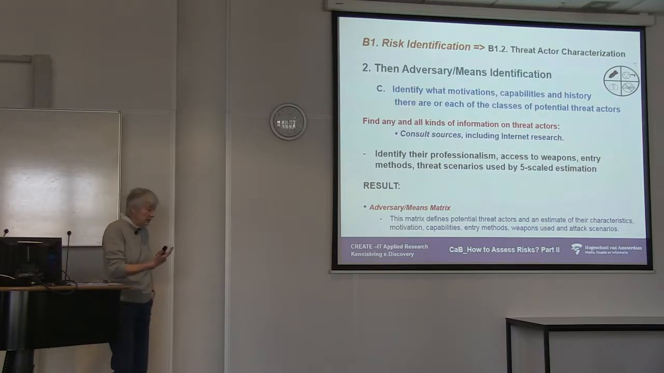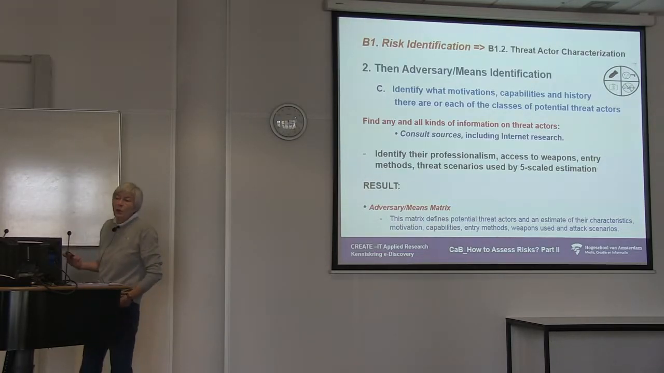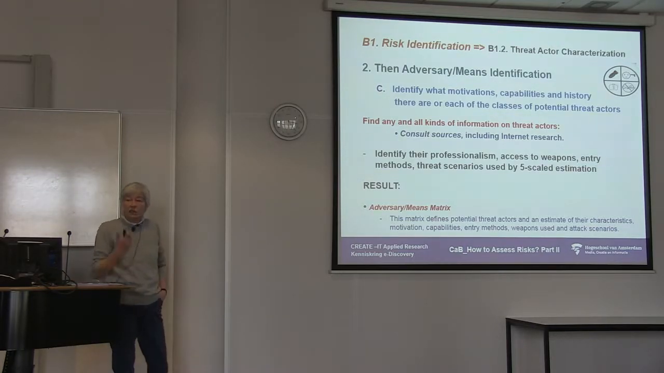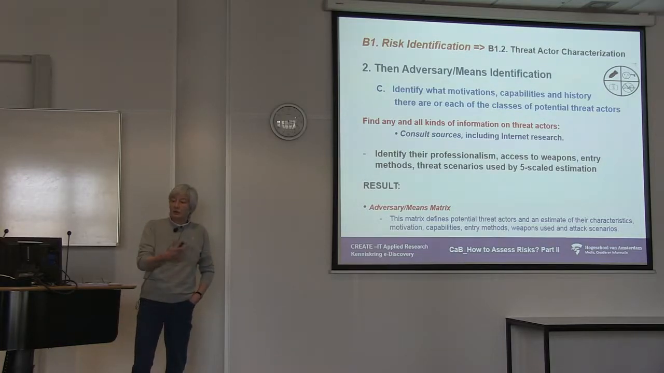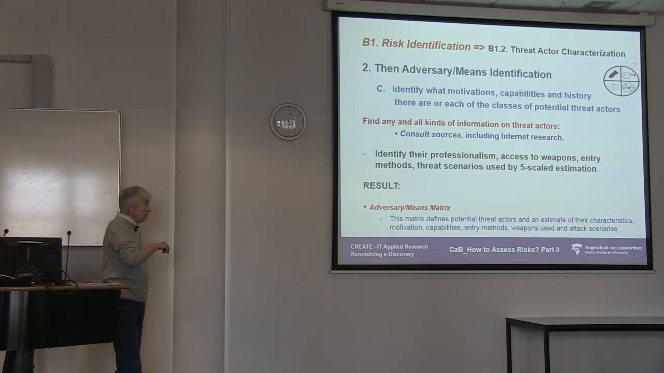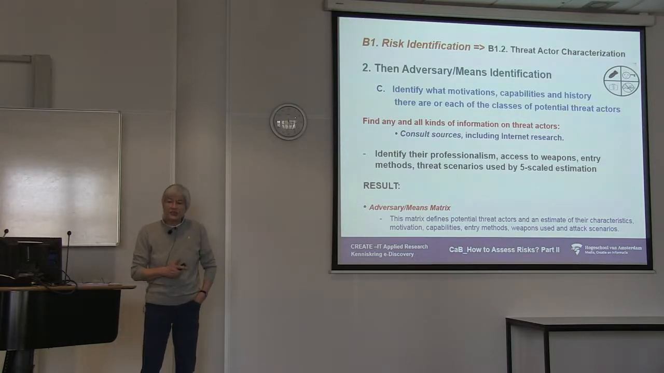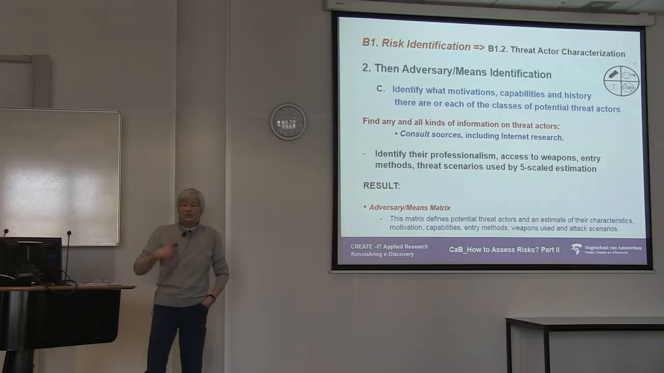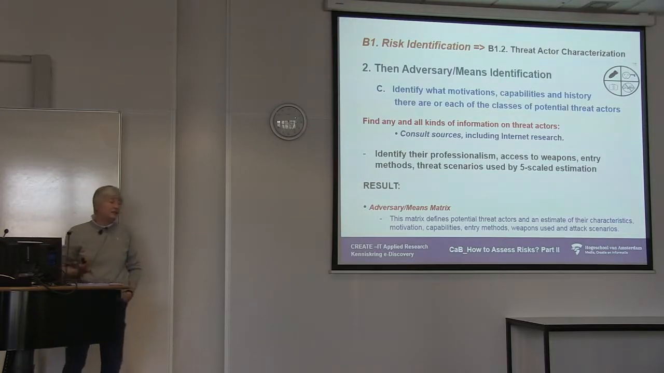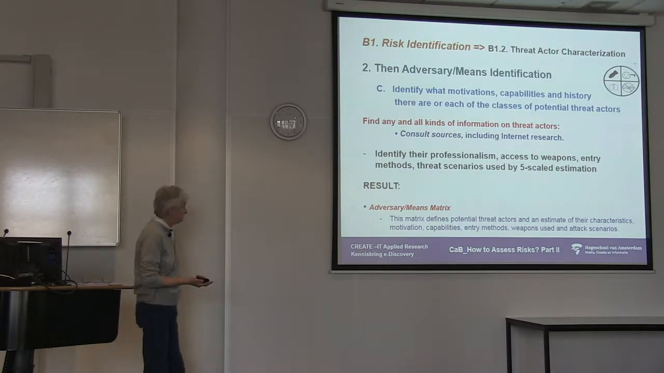Okay, what do we need? We need to look into what the motivation, or motivations, are, which capabilities a threat actor has, and whether there is some kind of history known about what the targets are, or the ways these threat actors operate. Most of the time, there is too little information inside the organization where you have to do your risk assessment. So you have to look in the outside world, for example, looking for sources on the internet, where you can find some extra information about specific threat actors.